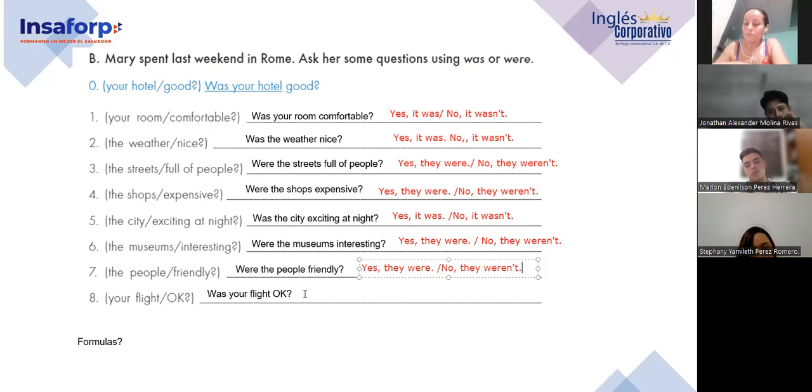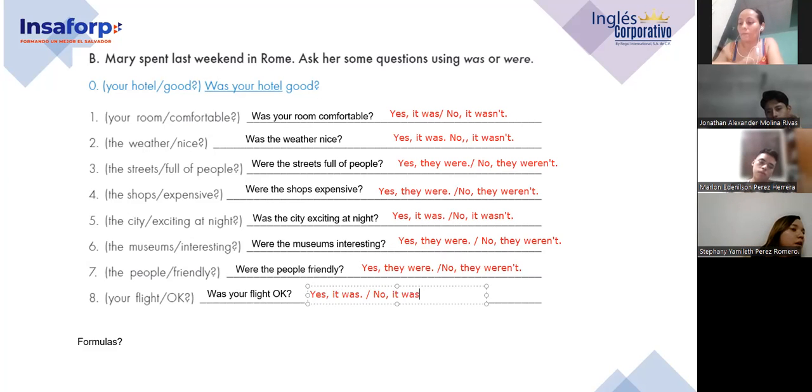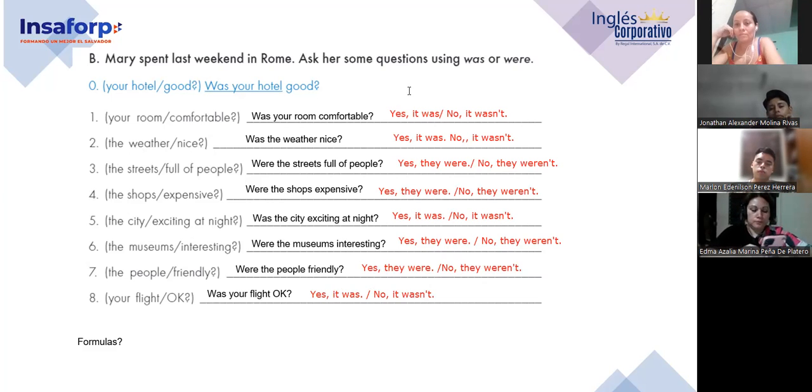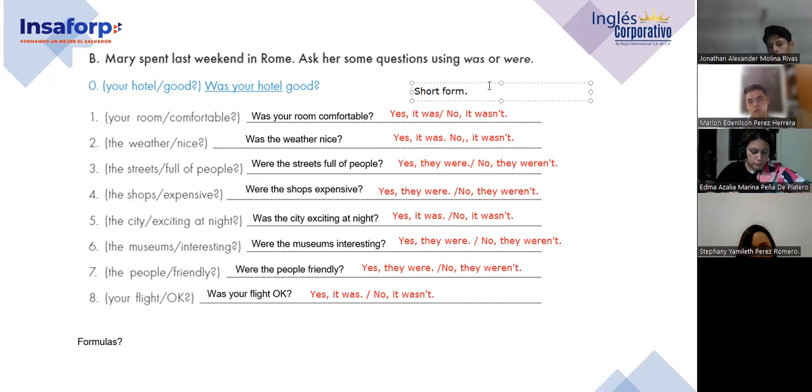Was your flight okay? Yes, it was. Negative form. No, it wasn't. But this is the short form. ¿Cómo hago respuestas completas? How do I make a complete statement? ¿Sí ya sabemos cómo manejar esa info? From a short form up to a complete form.